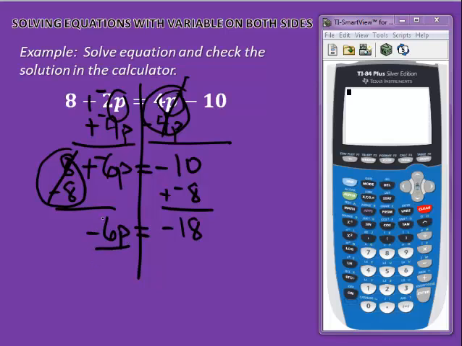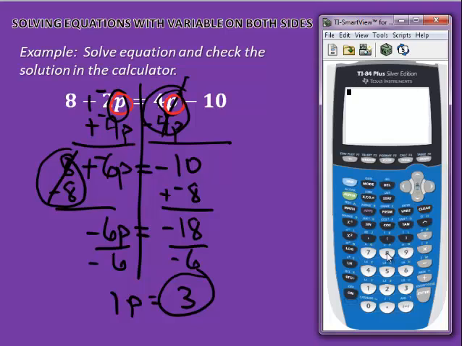Last step is we'll divide by that negative 6 to get the p by itself, or to make it 1p. So I have 1p equals positive 3. So that's my answer. And again, we're going to want to put that in place of the variable and check each side and see if we get the same answer.